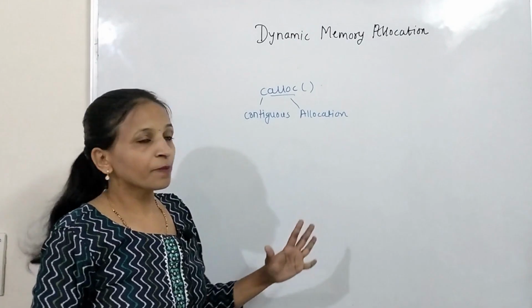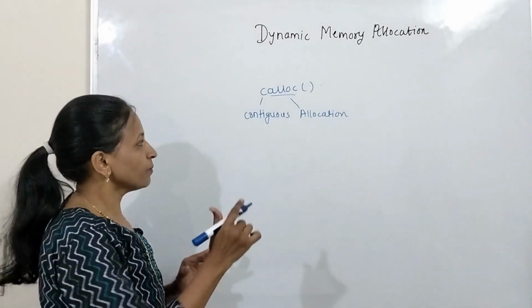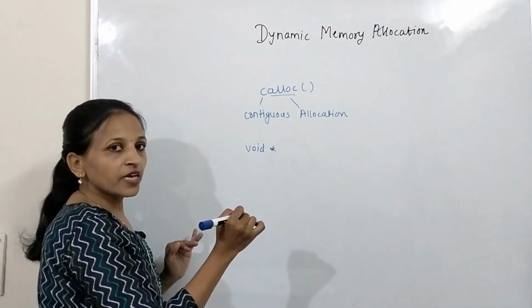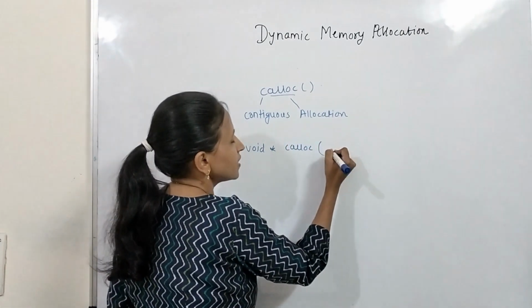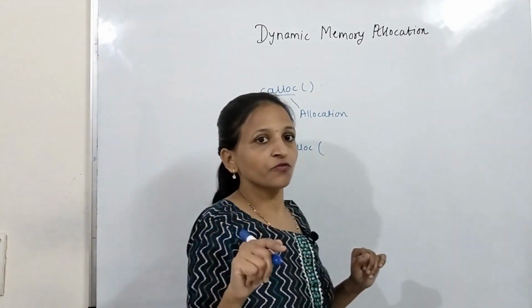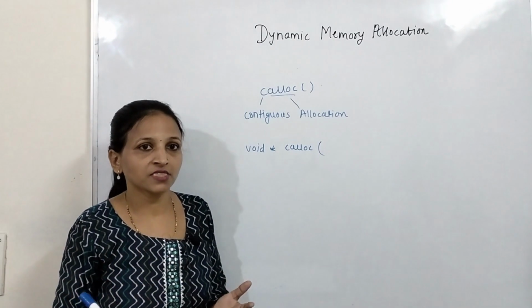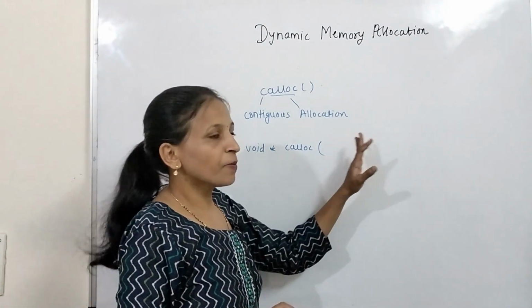But in the case of calloc, the prototype is somewhat different. See the prototype. Here again the return type is void star, and then the name of the function is calloc, and inside the brackets there are two arguments. In the malloc function we have seen there is only one argument, that is the number of bytes, the size, how much you want to allocate dynamically. Here we have to pass two arguments.